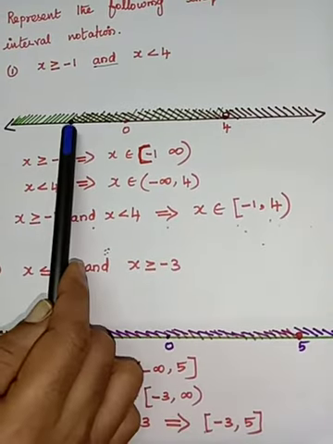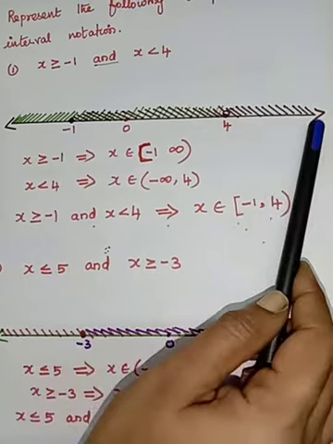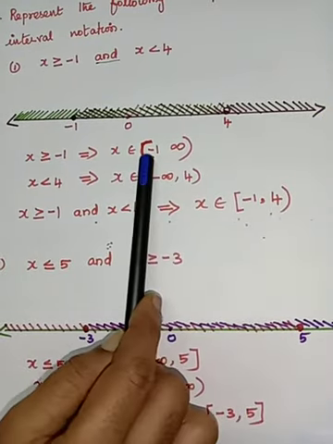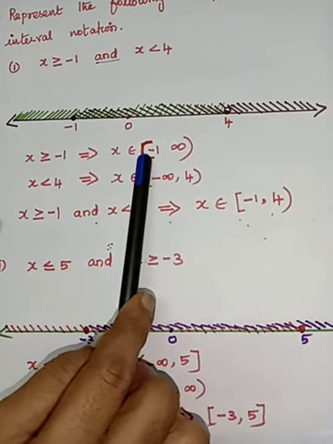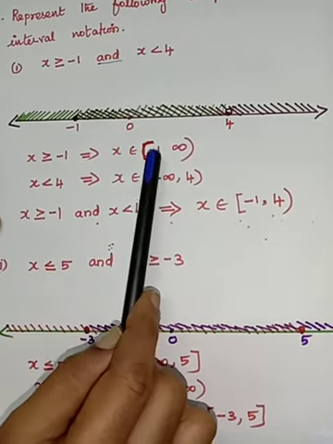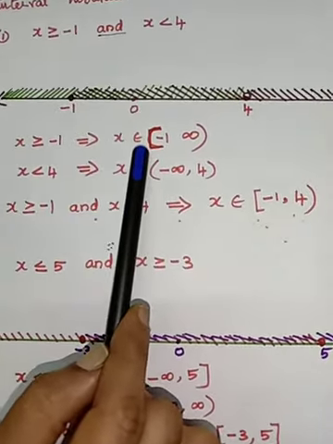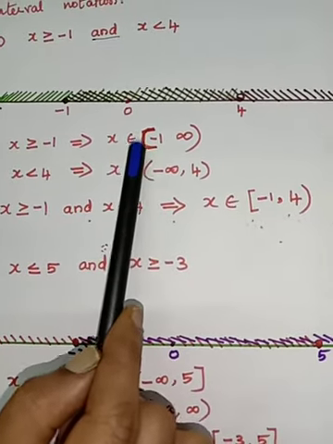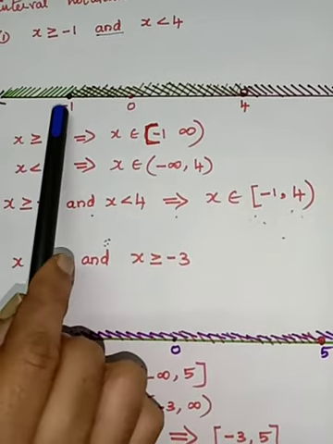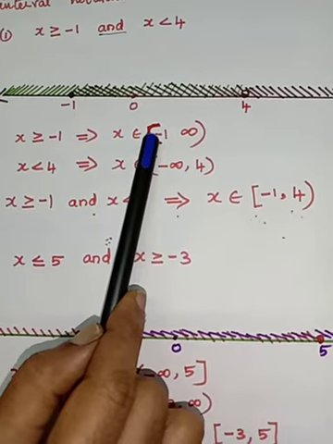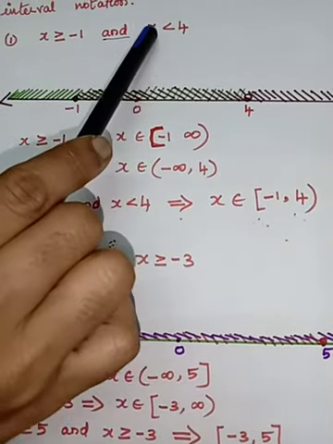So it is from minus 1 to infinity. That is what I have written in the interval notation. So x belongs to minus 1 to infinity. Here you see what bracket I have used. I have used the square bracket because minus 1 is included. Got it clear? Okay, come to the next one.